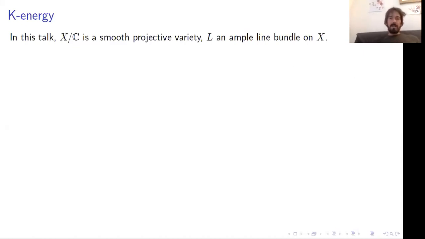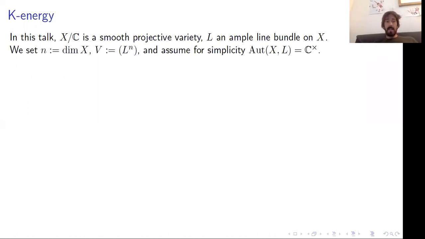So the main character in the talk is the K-energy functional. So first of all, the framework. We work on a smooth projective complex variety X, and L is a fixed ample line bundle on X. And we set n for the dimension of X, V for the volume of L. And we will assume for simplicity that the automorphism group of the polarized variety (X, L) is trivial. So there is only the trivial scaling action of C star on the fibers. That's something that could be discussed, but for simplicity, we make this assumption. I will try to point out where this is used.